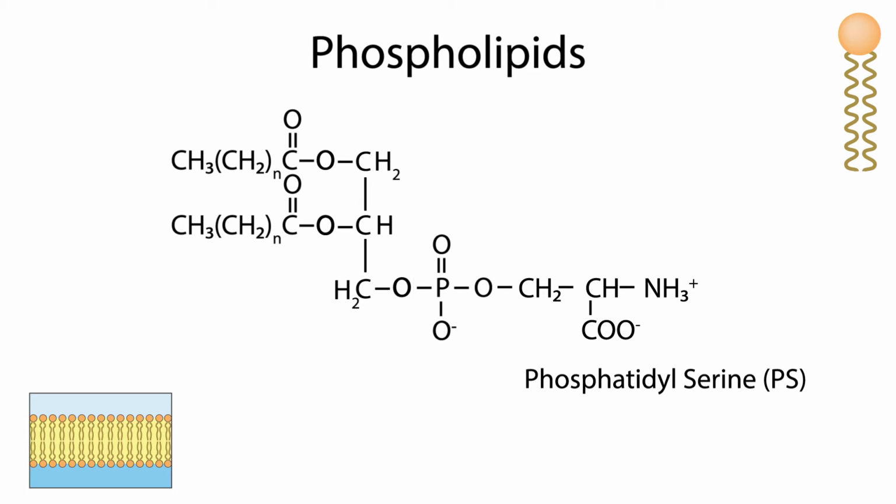Phosphatidylserine is a Zwitter ion, having both positive and negative charges at cellular pH. It is normally restricted to the inner leaf of the membrane but is flipped to the outer leaf when a cell undergoes apoptosis. This is an eat-me signal for macrophages.